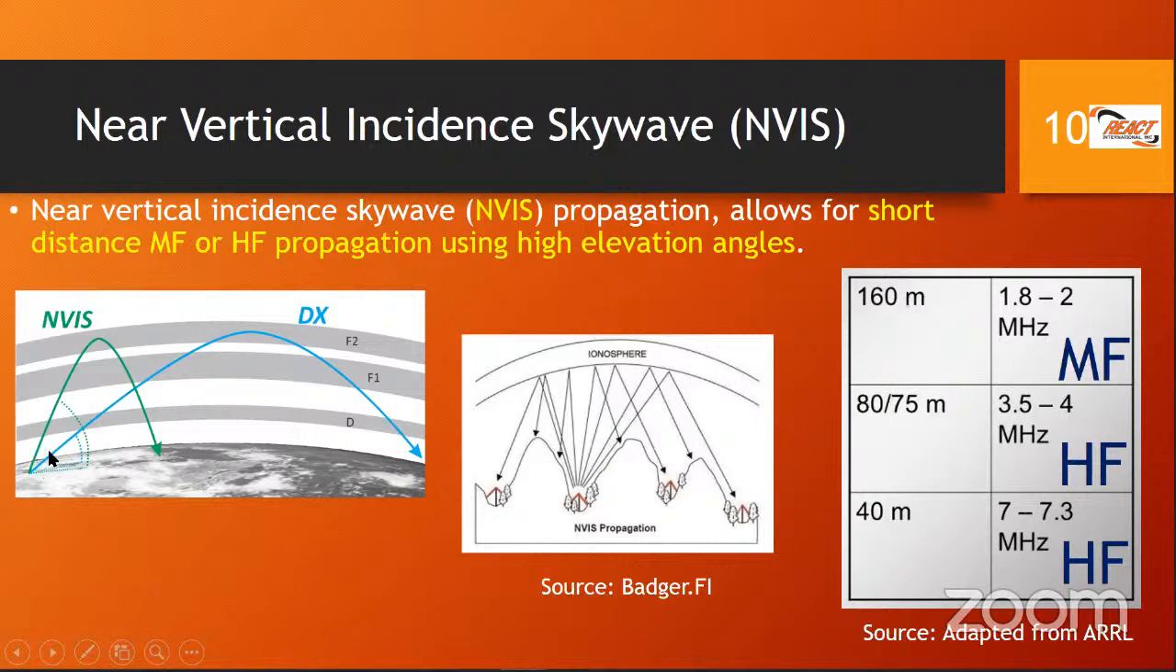Because if we use the normal type of antennas with a lower angle of radiation, guess what? It's going to bounce back much further along the Earth. So, Jermaine, to answer your question, scatter propagation and NVIS are two techniques that hams use to talk to other hams in the region that will be their skip zone or they will not normally be able to.